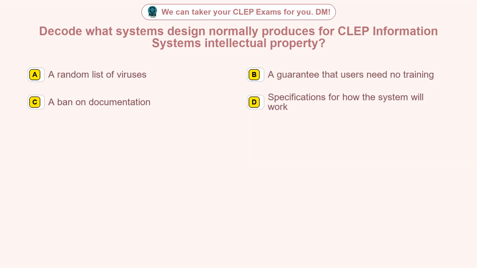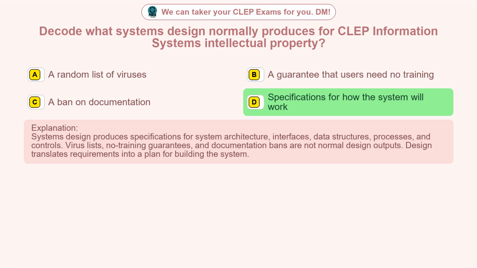Question 67. Decode what systems design normally produces for CLEP Information Systems intellectual property. Option A. A random list of viruses. Option B. A guarantee that users need no training. Option C. A ban on documentation. Option D. Specifications for how the system will work. The correct answer is option D. Specifications for how the system will work. Systems design produces specifications for system architecture, interfaces, data structures, processes, and controls.